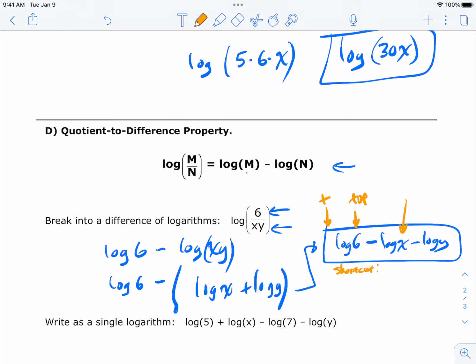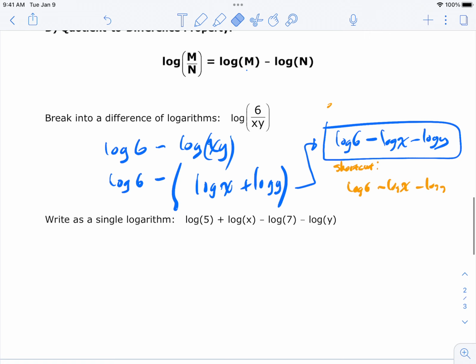I want to erase all that. It looks like a horrible mess. Okay, cool. The shortcut would be simply log of 6. Well, you can just see it. X is on the bottom, so minus log of x. Y is on the bottom, so minus log of y. Now, it's important that we have a 6 over xy. There's no adding and stuff going on inside, nothing like that. It's just a straight product quotient type situation that enables me to do this.